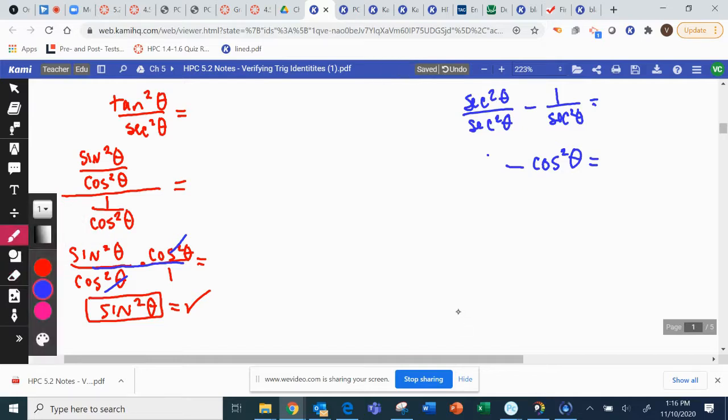Thank you. Okay, so from here, 1 minus cosine squared theta is one of those Pythagorean identities. Who knows what it equals? Eden? Say it again. Sine squared theta.